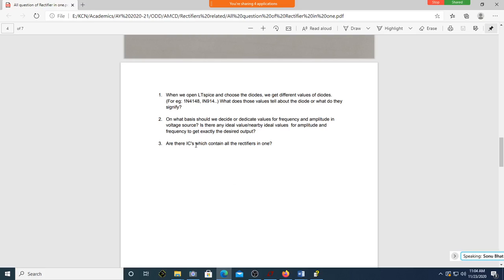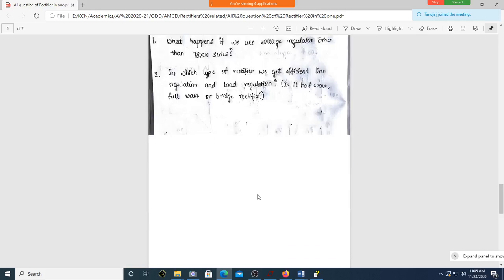Are there any ICs which have all rectifiers in one? No, it is not necessary to have all rectifiers in a single one. We have an IC with a bridge rectifier, which I'll show you someday. There is an IC with 4 diodes in a single package, which can be used as a bridge rectifier, but there is no such IC which has all the rectifiers.